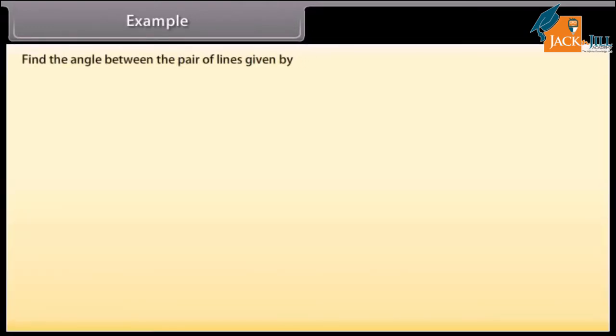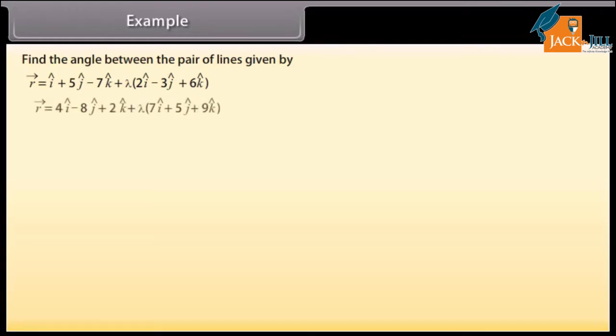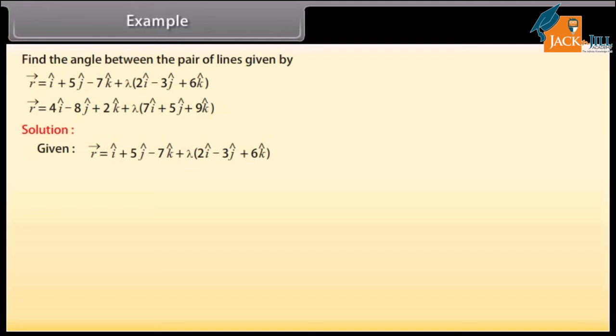Example. Find the angle between the pair of lines given by vector r equals i plus 5j minus 7k plus lambda(2i minus 3j plus 6k) and vector r equals 4i minus 8j plus 2k plus lambda(7i plus 5j plus 9k). Solution. Given vector r equals i plus 5j minus 7k plus lambda(2i minus 3j plus 6k), and vector r equals 4i minus 8j plus 2k plus lambda(7i plus 5j plus 9k).